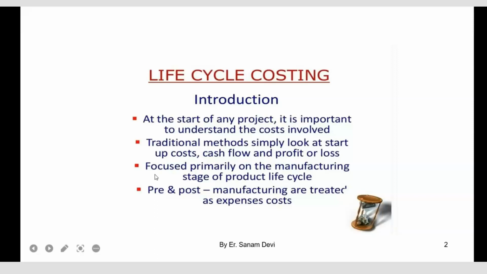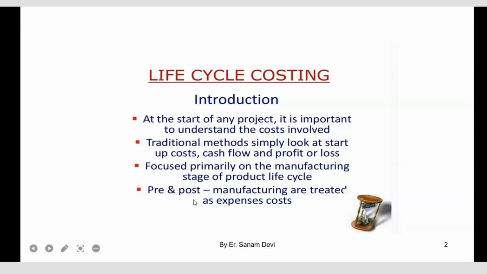Third point is focus primarily on the manufacturing stage of the product life cycle. Here, in the life cycle, if we are doing anything, the main cost will be involved in the manufacturing stage only. If I am manufacturing an electric vehicle, like an electric scooty, then at minimum 60 to 70% of the cost we have to bear in the manufacturing stage only. After that, it may be less. That's why traditional methods focus primarily on the manufacturing stage.